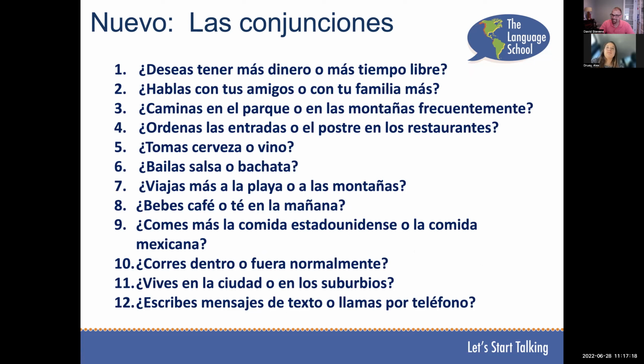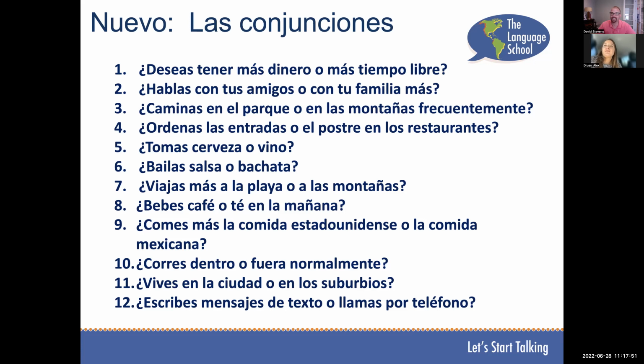Alex, ¿deseas tener más dinero o más tiempo libre? Deseo más tiempo libre. ¿Hablas con tus amigos o con tu familia más? Hablo con mi familia más. Remember, tu means yours. So when you answer, you say mi, my.